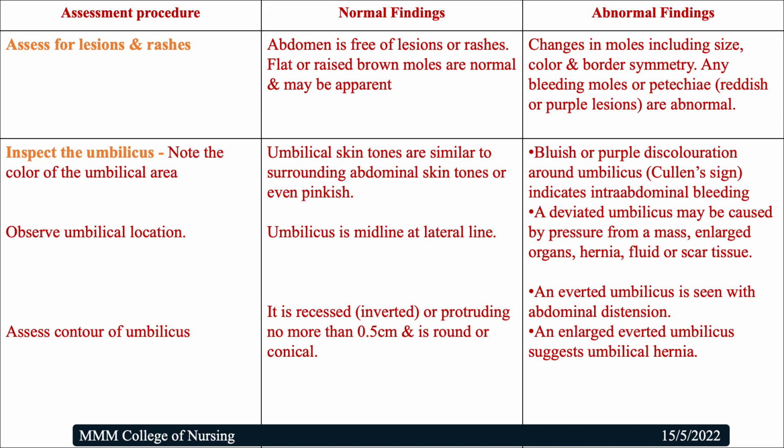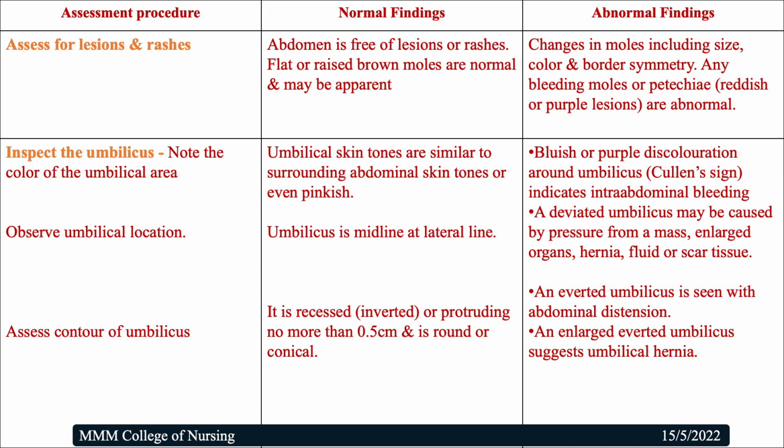The next is inspecting the umbilicus. Note the color of the umbilical area. Normally, umbilical skin tones are similar to the surrounding abdominal skin tones or even pinkish. Abnormal findings are bluish or purple discoloration around the umbilicus. It's referred to as the Cullen sign, which indicates intra-abdominal bleeding.